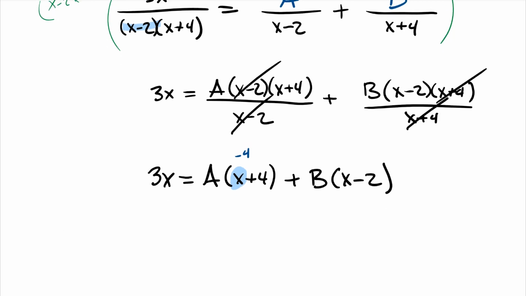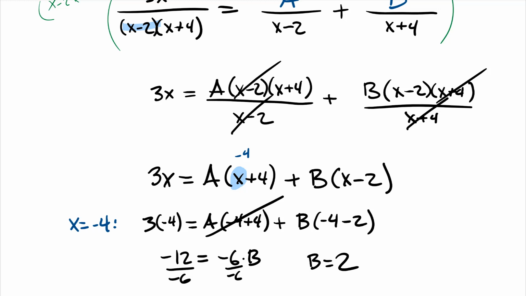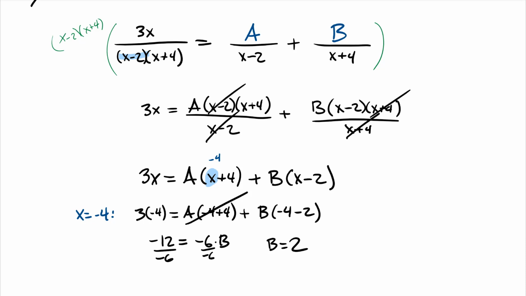So let's do that. Let's choose x is equal to negative 4, and let's plug that in. So we're going to have 3 times negative 4 is equal to A times negative 4 plus 4. But that's just 0. We're doing that on purpose to make it go away. So, whack, that's 0. So we have negative 12 is equal to, what is that? Negative 4 minus 6, that's negative 6 times B. Divide by negative 6. And then we have that B is equal to 2. Well, cool. We can go back up top.